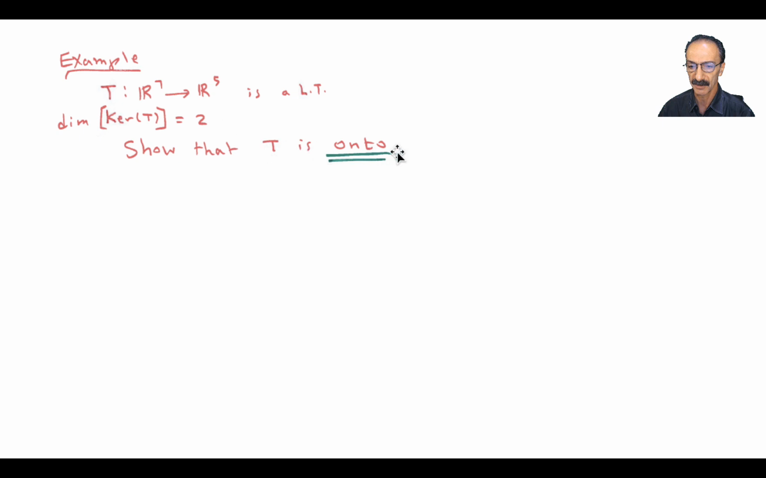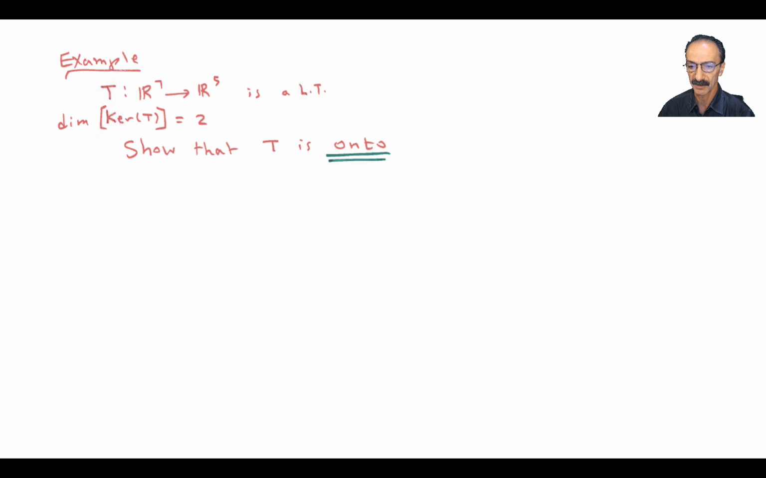Show that T is onto. Basically, we need to figure out the dimension of the range, because I don't have the rule right here. It doesn't say how you go from R to the 7 to R to the 5. I'm just giving some numbers, like dimensions.